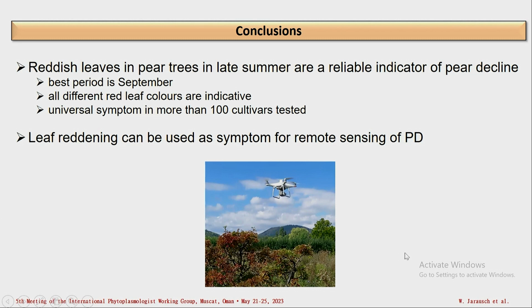And what I did not show is that we tested more than 100 cultivars of pear. We tested a collection, and they all show some sort of reddening, and they are all correlated to the phytoplasma presence. So this is really a general symptom for pear decline which can be used for remote sensing. So thank you for your attention.